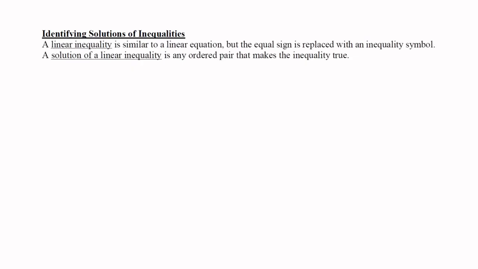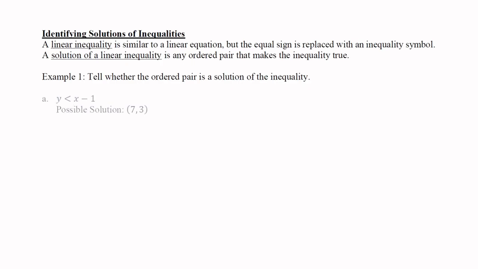A linear inequality is similar to a linear equation, but the equal sign is replaced with an inequality symbol. A solution of a linear inequality is any ordered pair that makes the inequality true. So we're going to tell whether the ordered pair is a solution of the inequality.